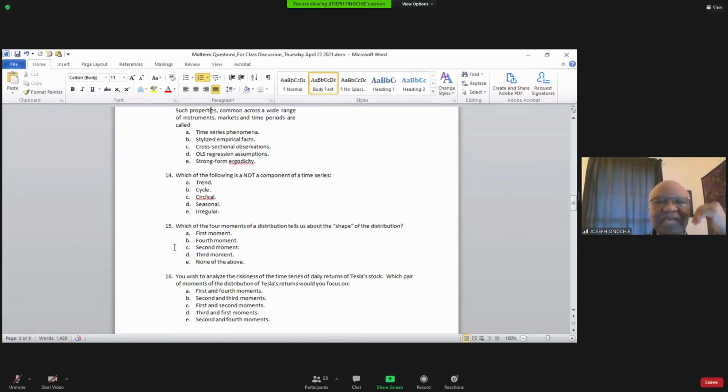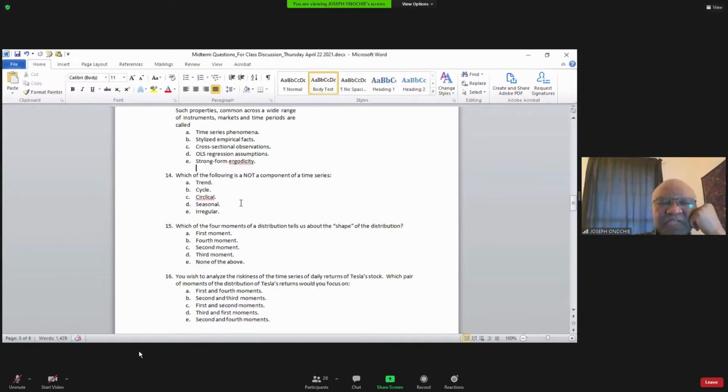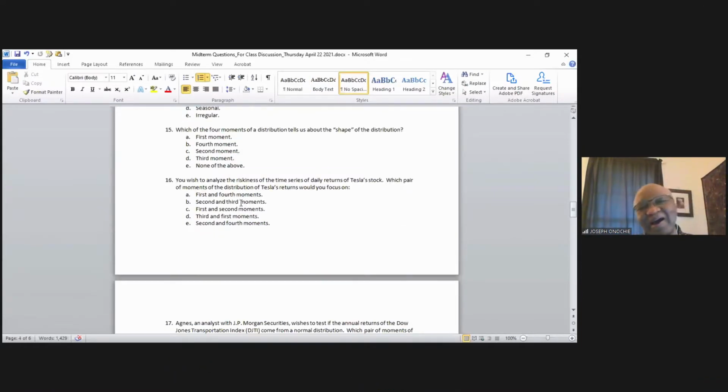Okay. So cycles are things. Remember the definition. Trends are long-term upward or downward. Cycle, like business cycle, every 5 to 10 years. Cyclical, it's like circle. This doesn't make sense here. So A, B, D, and E are components of the time series. C is definitely not. Number 15, which of the 4 moments of a distribution tells us about the shape?